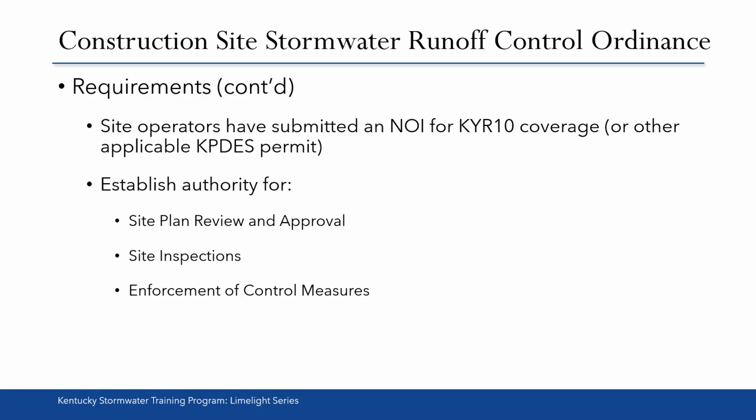You have to have somebody on staff that reviews the permit, make sure everything looks good from erosion prevention, sediment control, and just as far as meeting all ordinance requirements. And then that plan has to be approved before land disturbance begins. You need to establish authority so that you can go in and inspect these sites. And then finally, establish authority for enforcement of control measures.